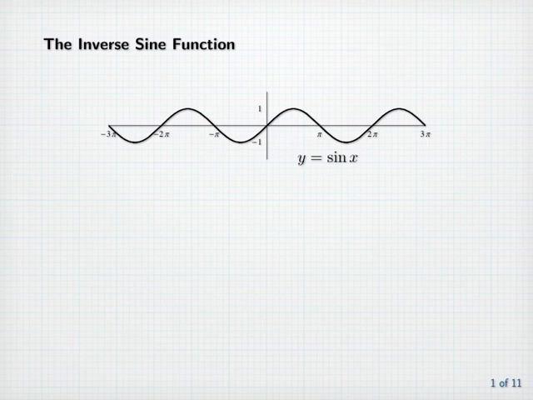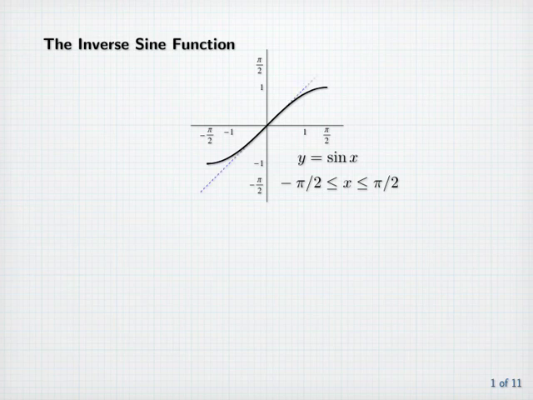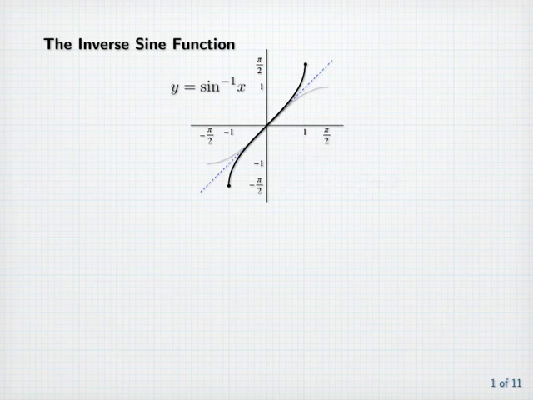So we restrict the domain in such a way that the function will be 1-to-1. The standard way of doing this is to restrict the domain to the interval from minus pi over 2 to pi over 2. Now let's blow up that part of the picture, draw the line y equals x, and then reflect the graph about that line. This is the graph of the inverse sine function.